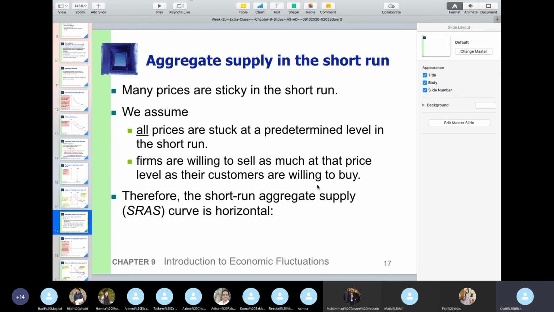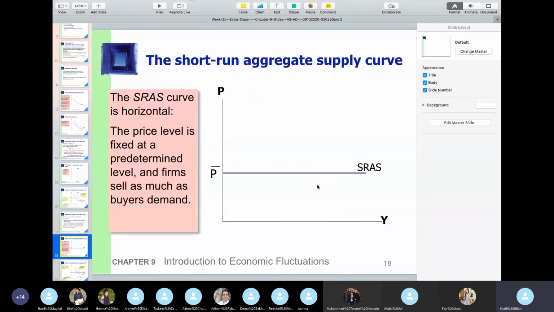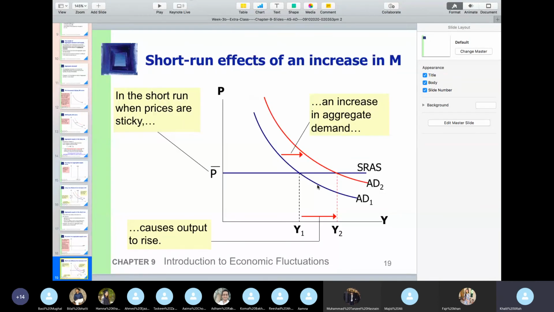Then there is some information regarding why the short-run aggregate supply curve is horizontal based on sticky prices. And then this slide talks about what happens when money is printed in the short run. We've already discussed this on the whiteboard. Whenever money gets printed, aggregate demand increases, and this causes GDP to increase. This is the example of when the economy starts to overheat. GDP starts to increase in the short run because you might be crossing your natural level of output.